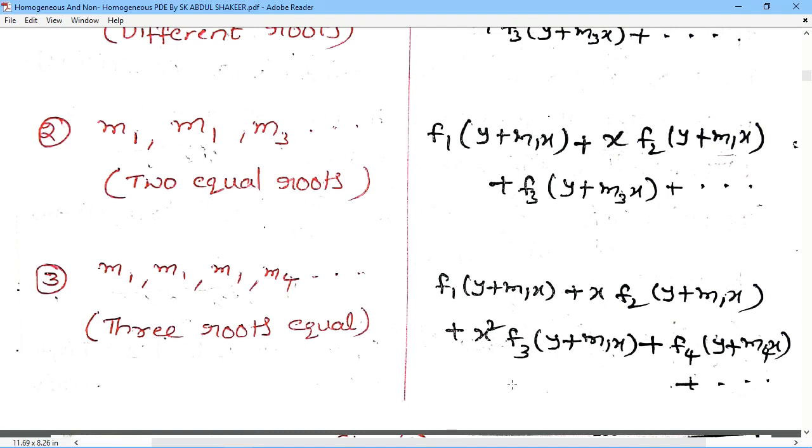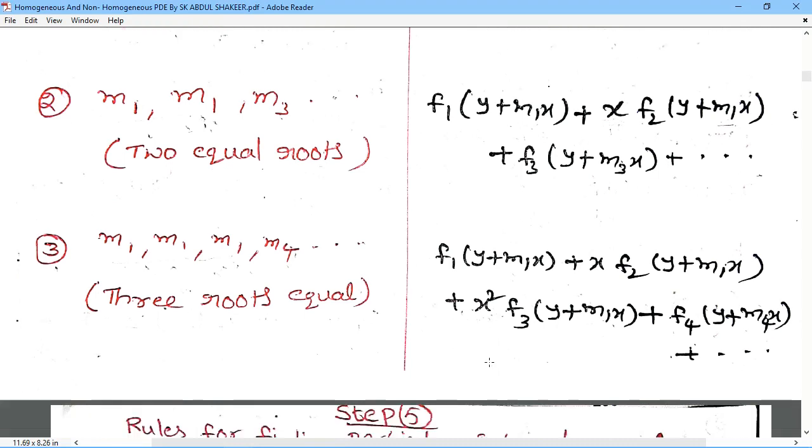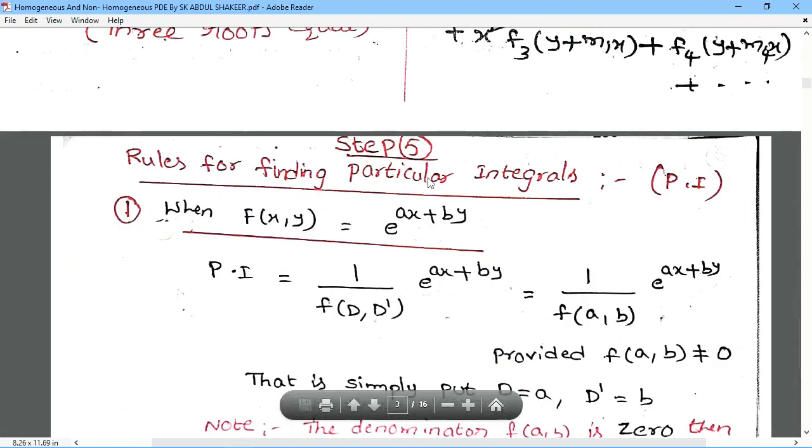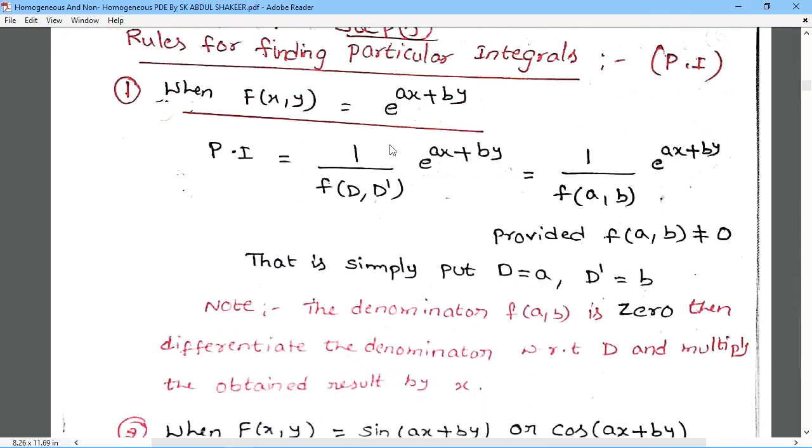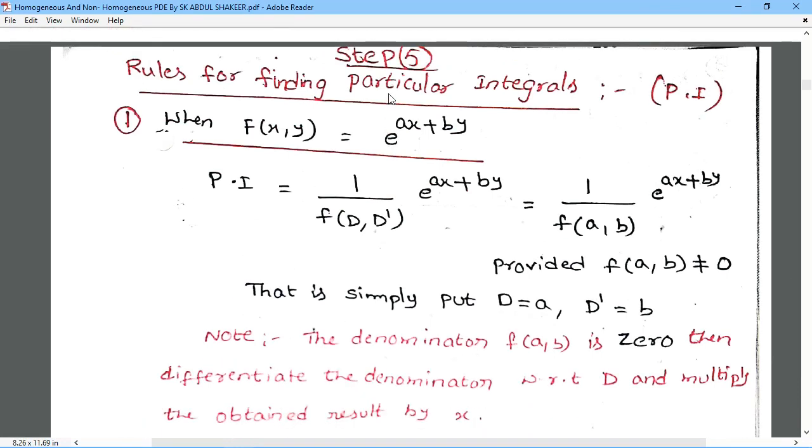Here, the nature of the roots is not considered. Nature means real and distinct, real and equal, imaginary roots, or irrational roots. This type of nature of the root is not considered while writing a complementary function in solving partial differential equations. Now coming to the next step, step 5, we have to find the particular integral.